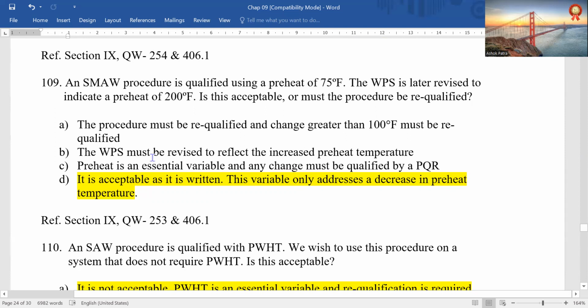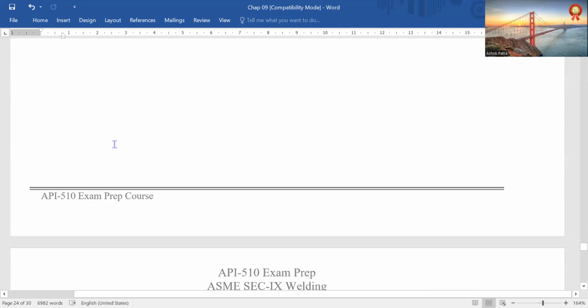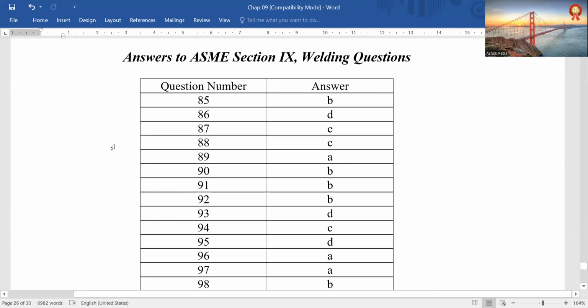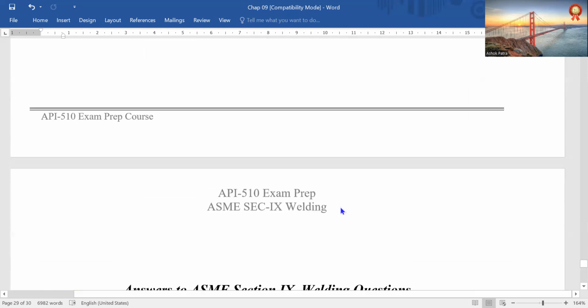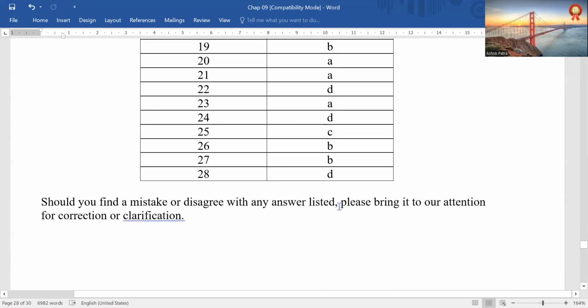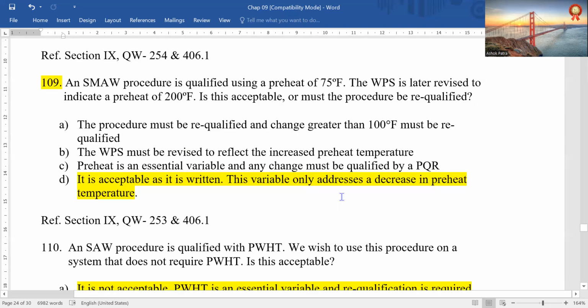Let's check, it is 109. I think A is the answer. Because greater than 100 degrees Fahrenheit must be qualified, I think so.